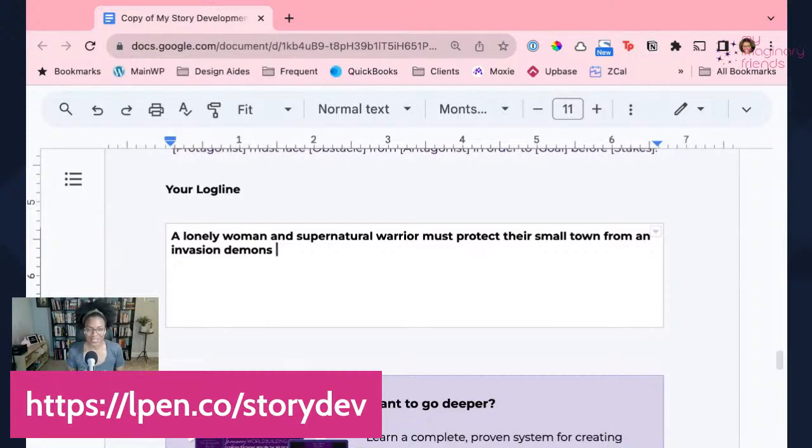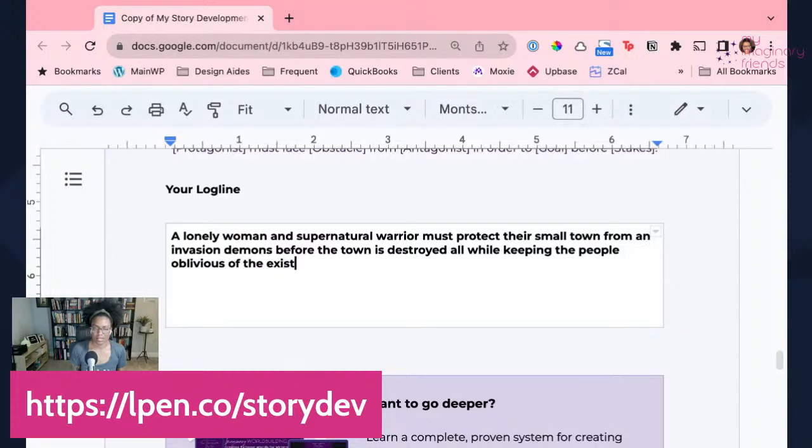But for now, a lonely woman and a supernatural warrior must protect their small town from an invasion of demons before the town is destroyed, all while keeping the people oblivious of the existence of the supernatural world. I think maybe something there would have to change because the most important thing at this point is not that she's lonely, but that's fine. This gives me a basis to work from, and I would revise this and keep working on it.